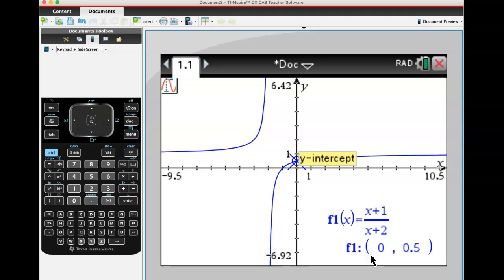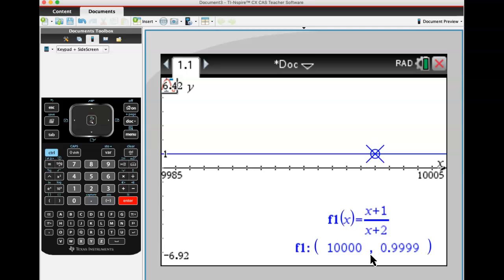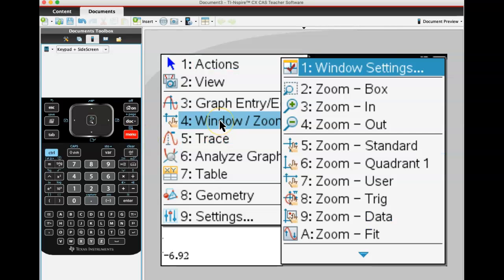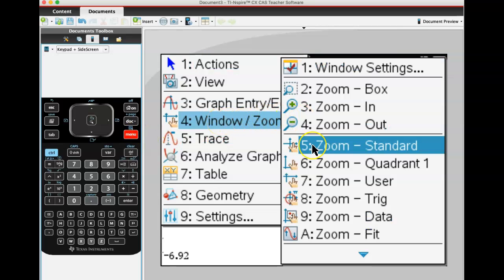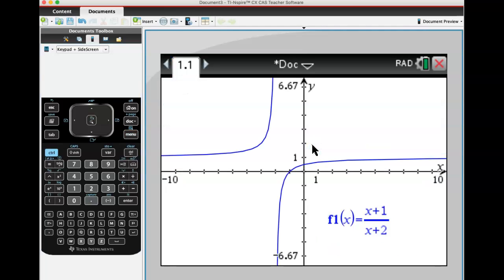That's my y-intercept. But it's asking me for a value, so if I put in something like 10,000, it shows me an ordered pair down here. It's at 0.999, so it's getting super close to 1 from the bottom side. When I get way out to the right, I'm approaching that particular line. Then I take my window back to standard, and it brings the graph right in.